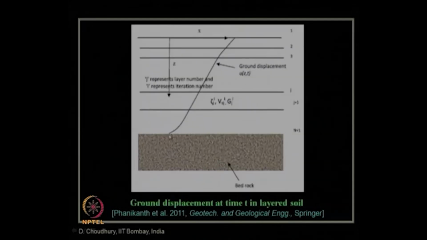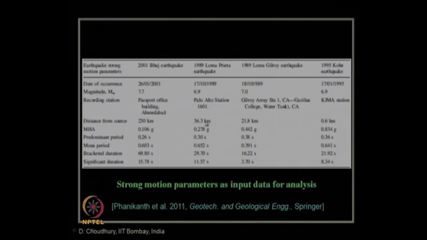Based on this input motion, what next step do we need to do? This is the bedrock. We have several layers of soil as we have seen. So, that multi-layered site response analysis we need to carry out. What we have just now seen is how to carry it out for an individual layer. To do that, next we should know what input motion we are using.